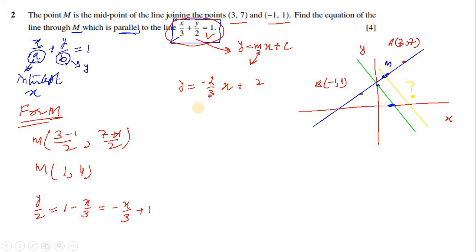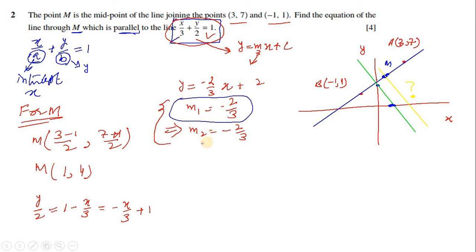So now clearly we have m1, which is minus 2 by 3. This is the gradient of the given line. Now our required line is parallel to the given one, so m2 is also minus 2 by 3. I'm writing these steps just for your understanding. You don't need to write this step. You can ignore this just to save time.